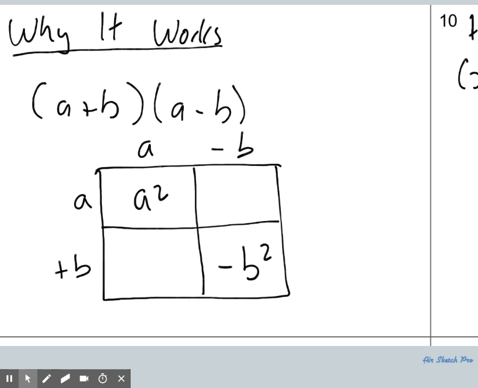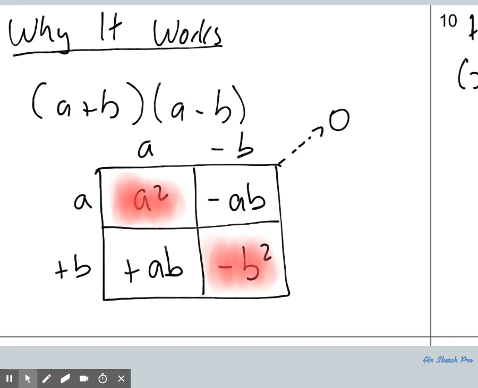And have a look at what happens to these terms. A times positive B is positive AB. And then A times negative B is negative AB. And so the middle terms here just basically equal zero. They cancel each other out. So when the middle term disappears we are simply left with the A squared bit and the B squared bit, like so. So that's why it works, why it's just A squared minus B squared. Again, you don't have to know why it works, but that's why it works.